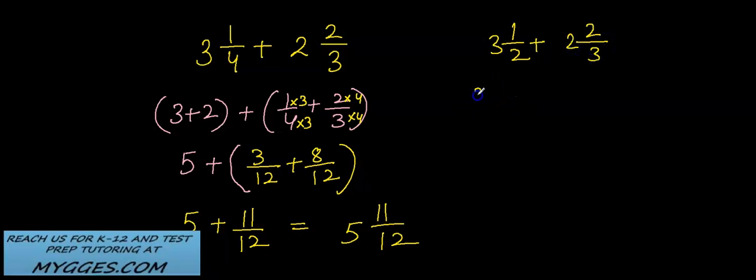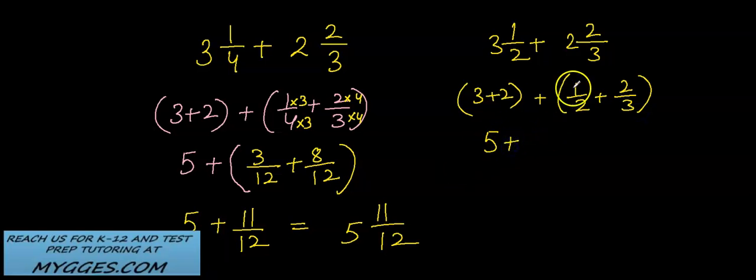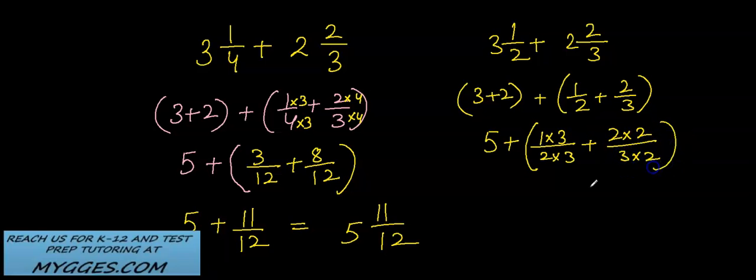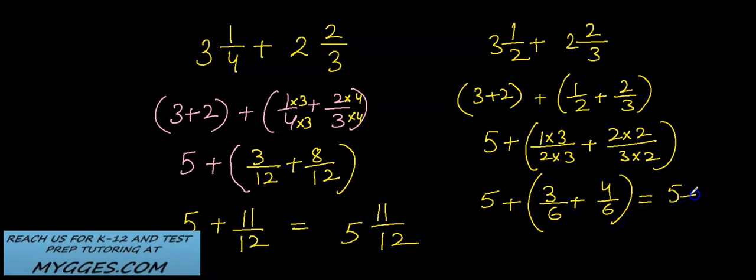So we do the same thing. We add the whole parts together and the fractional parts together. So this would be equal to 5, and here when we do the cross multiplication, we get 1 times 3 over 2 times 3 and 2 times 2 over 3 times 2. That would be equal to 3/6 plus 4/6, and that gives us 5 plus 7/6.